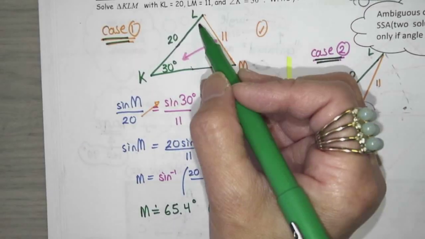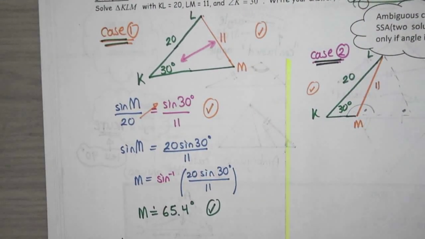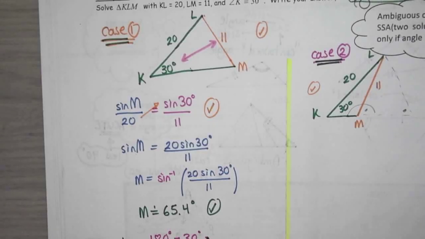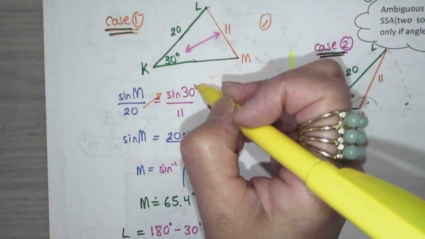L. I can find L because it's the missing angle. So we're going to go L equals, and do you have to show me this line? No. You can go straight to the answer. 180 minus 30 and minus the 65.4, and if you want to, you can just do what L equals and subtract all that and get 84.6 degrees. Can you please check for me, are you writing degrees?